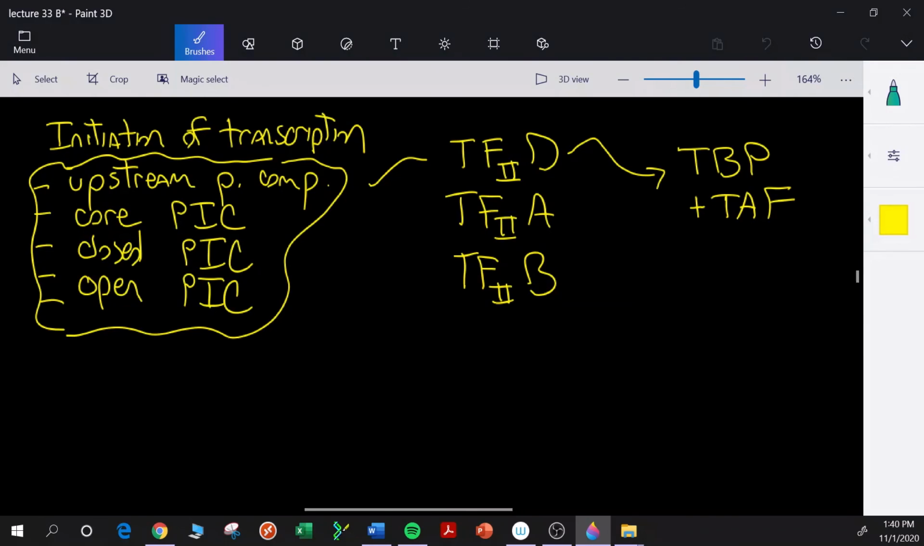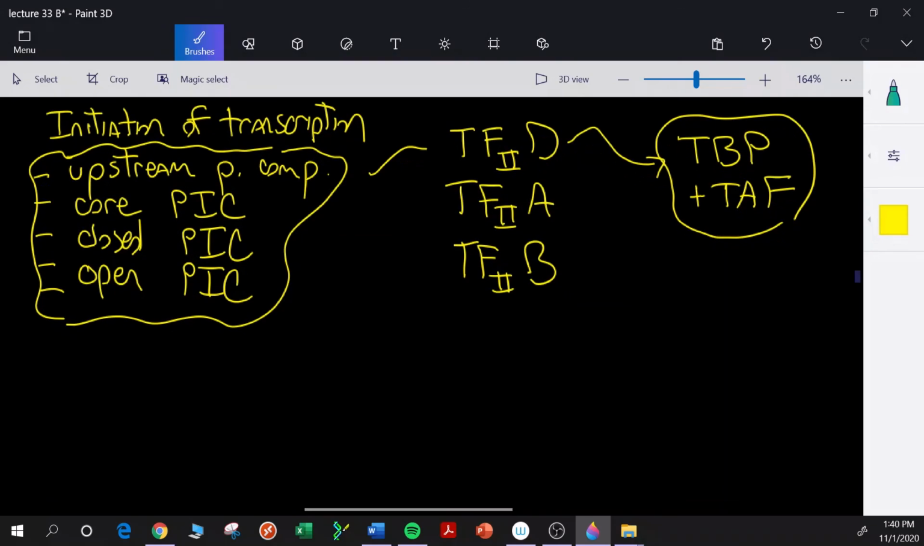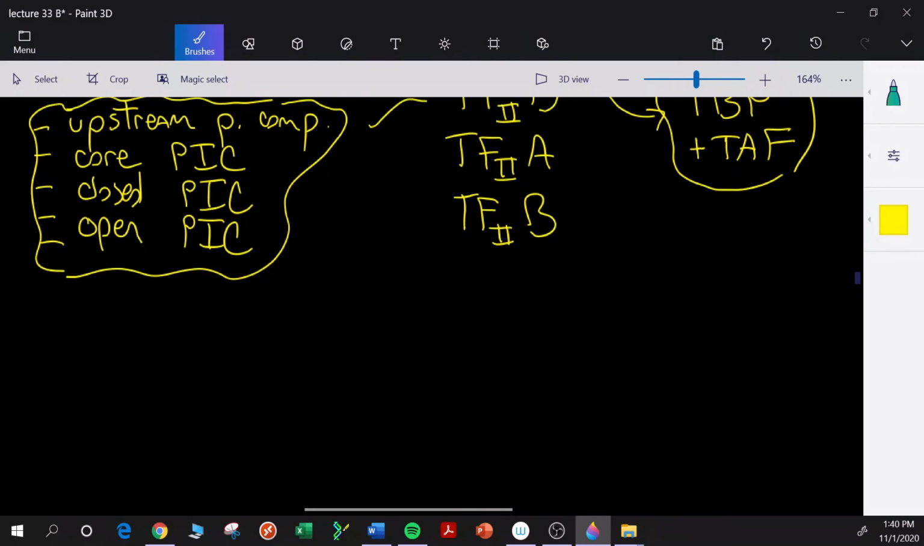And it also has a number of TAF proteins. TAF stands for TBP associated factor. Together, the TAFs and TBP, depending on what TAFs are part of the complex, determine how well TF2D binds to the core promoter. So let's see, I can diagram this for you.